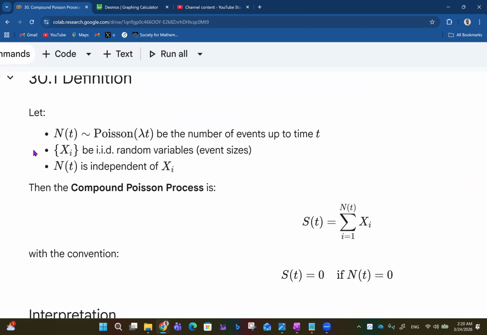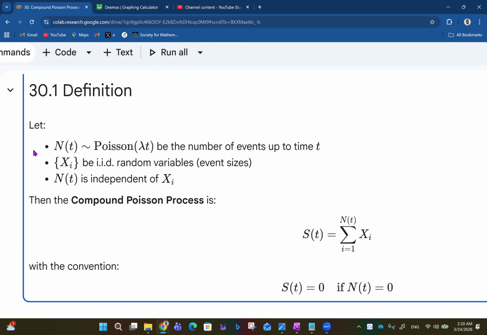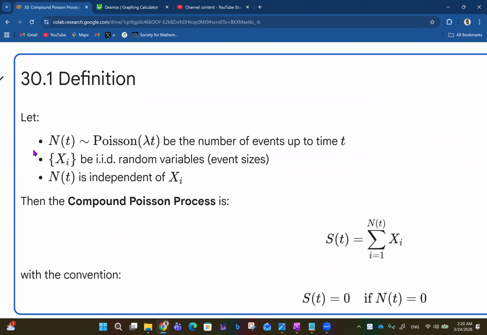By definition, let N(t), the number of arrivals or whatever it is you're considering, follow a Poisson distribution with parameter lambda t, and that is the number of events up to time t. And then we have the collection of all the Xi's to be independent, IID, random variable event sizes.